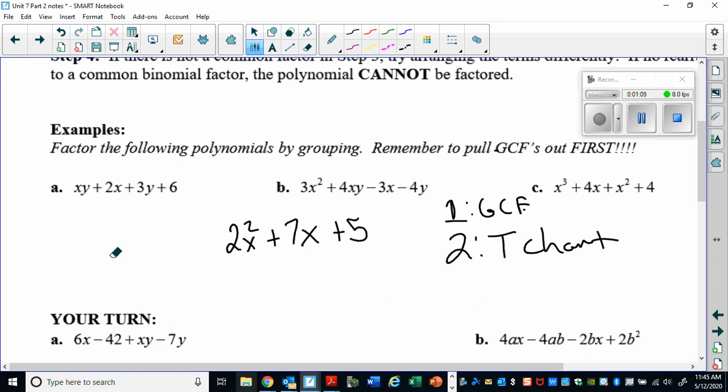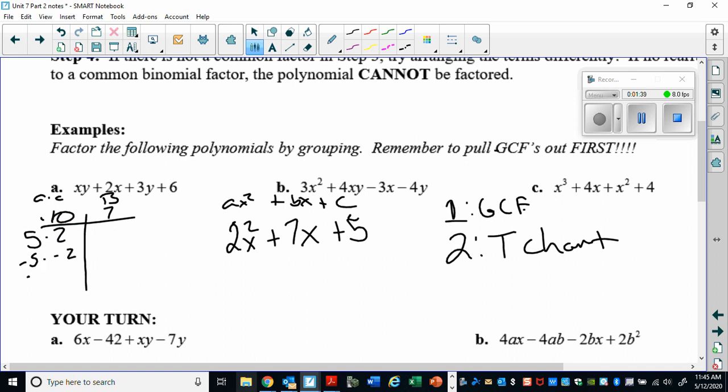Now to create our T-chart, we're going to do A times C, and then this is going to be the value of B. Remember, it's AX squared plus BX plus C. So A is 2, C is 5, so it's going to be 10, and then it's going to be 7. So what we're looking for is the multiples of 10 that add to 7. So we can have 5 times 2, negative 5 times negative 2, 10 times 1, and negative 10 times negative 1. These will all give us the value of 10.